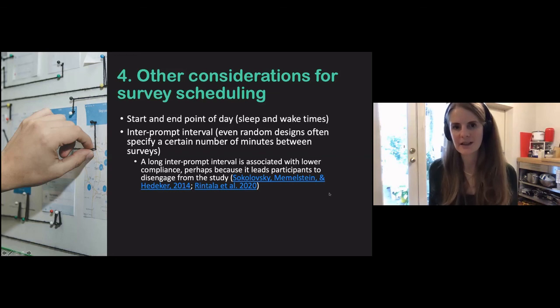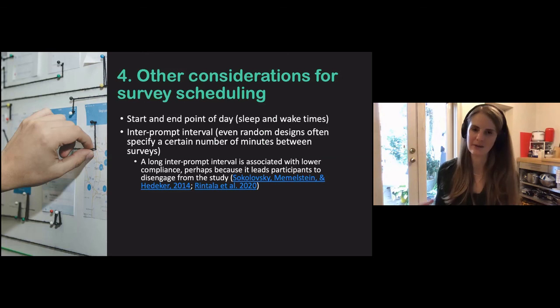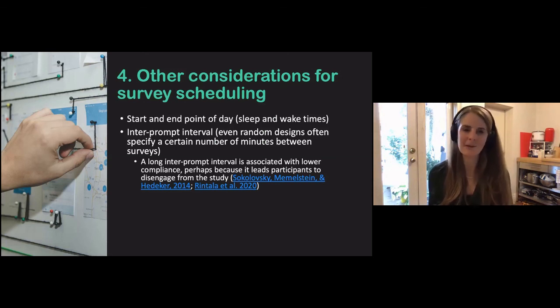A long interprompt interval is associated with a lower compliance though, and that's perhaps because it leads participants to sort of forget about or disengage from the study. So if I get a survey at 10 a.m. and I'm doing this thing on my phone and then I don't get another survey until 10 p.m., I may have sort of forgotten about it already and disengaged.